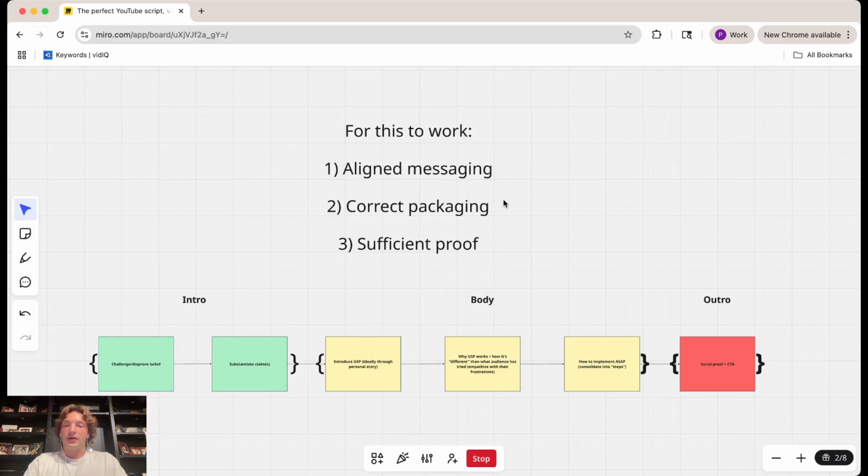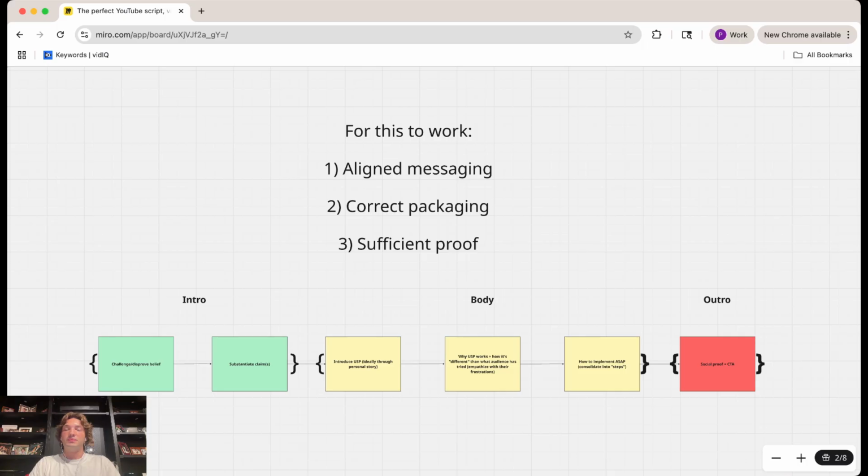Now, a few prerequisites for this to actually be effective for you. First thing is aligned messaging. Within your script, when you're actually writing the copy for this, it should be aligned with your ICP. That sounds pretty self-explanatory, but a lot of people get this wrong. They either make the language too complex or too simple. So understanding the segment of the market you're speaking to is really important.